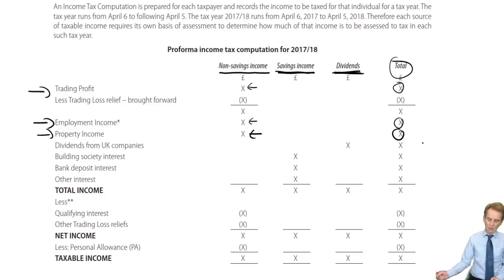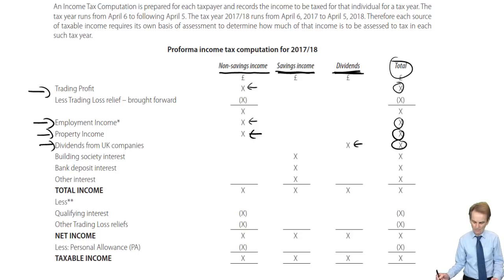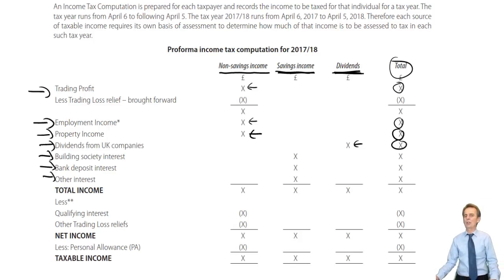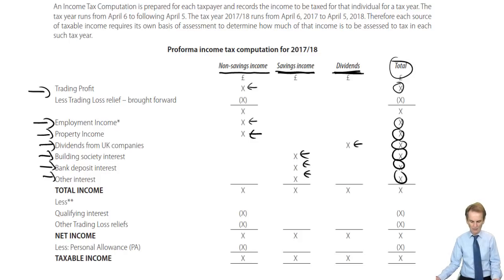As we know, the other sources, dividends, very specifically defined, again into its analysis column, into the total column. And I've given you a few other examples there of sources of interest, building society interest, bank deposit interest, the 2 most likely. I'll put other interest. We'll see our other examples of interest income just a wee bit later when we look at savings income in detail. But all of those, as we see, savings income, and they all go into our total income column.